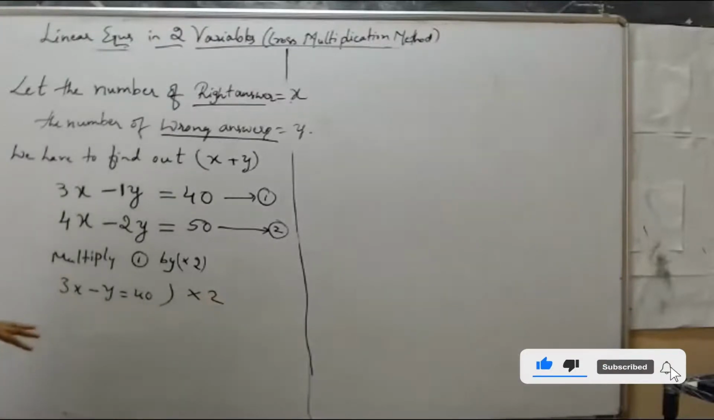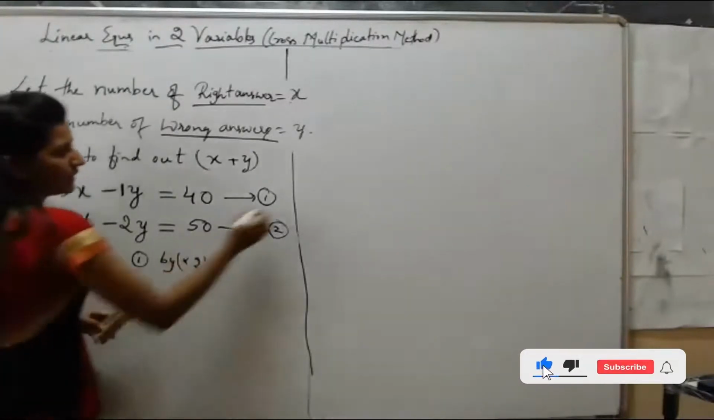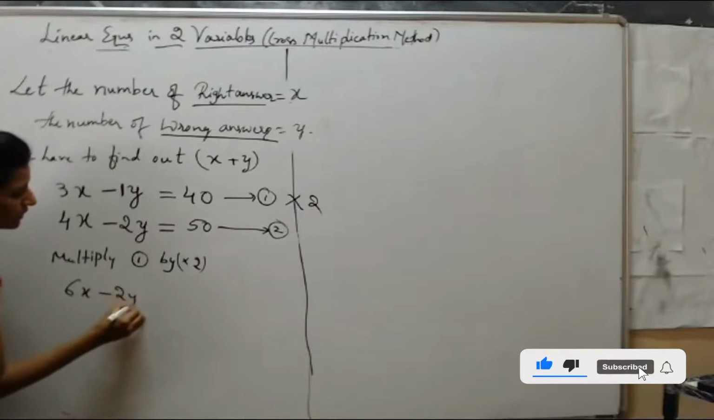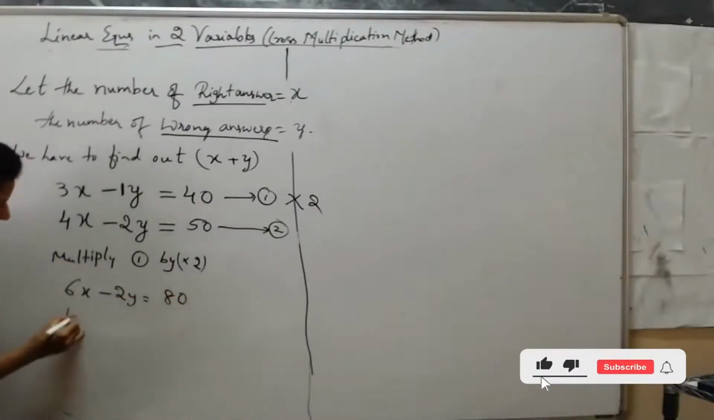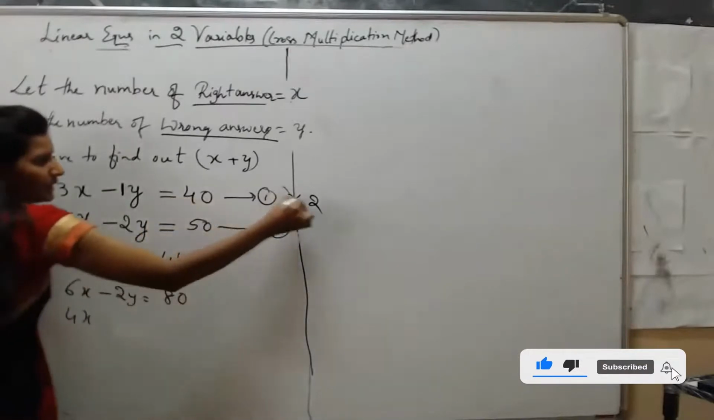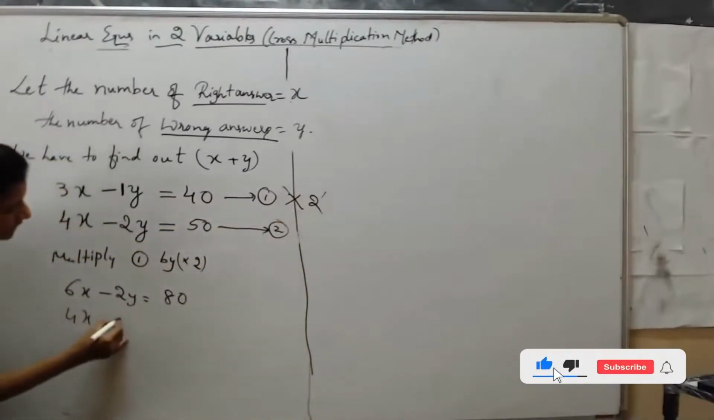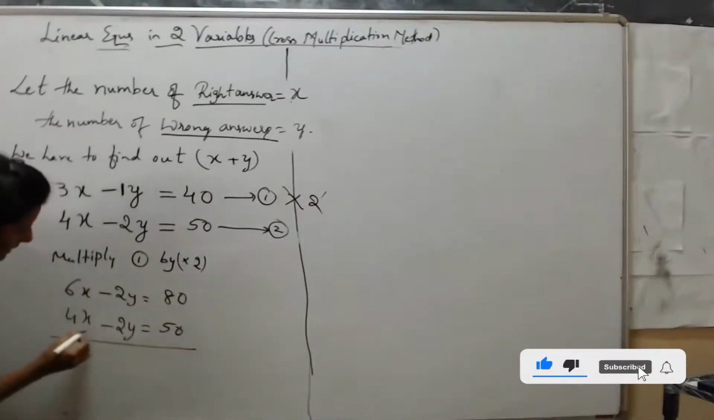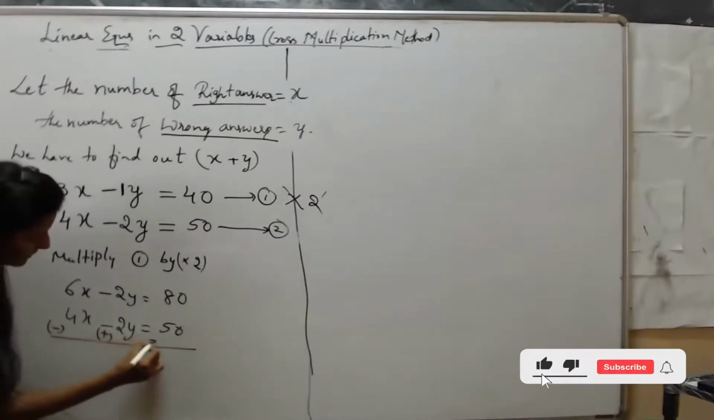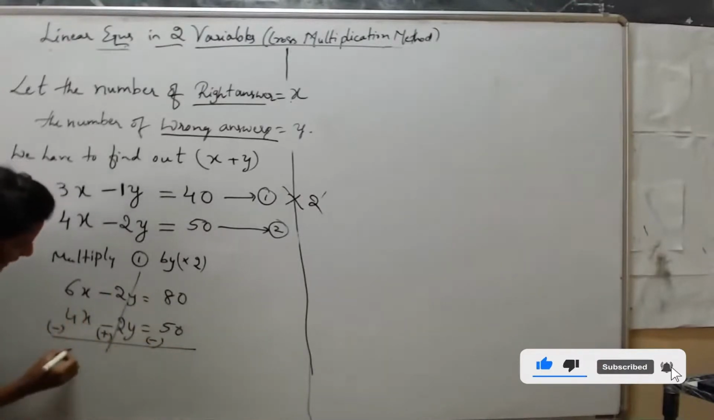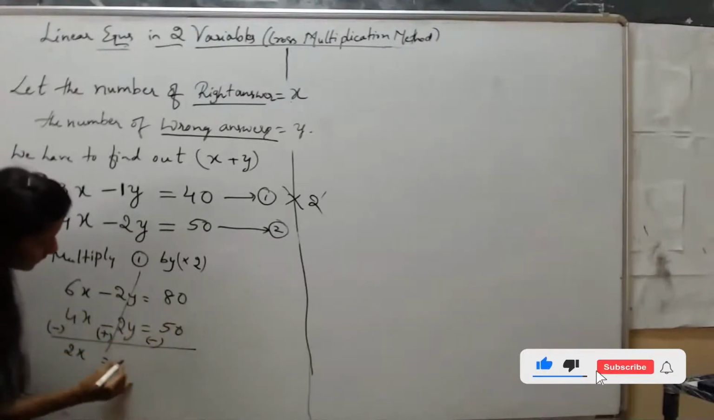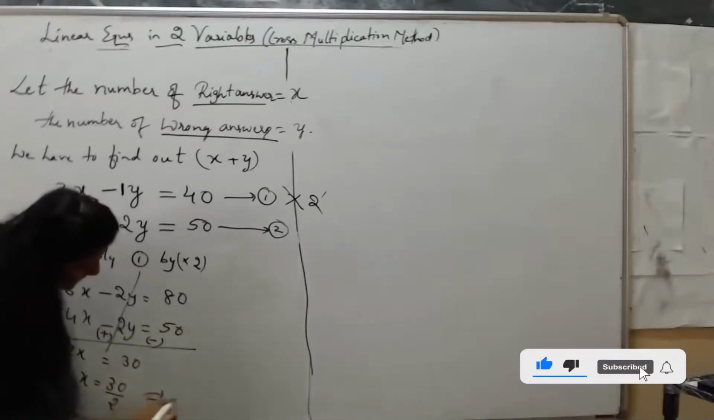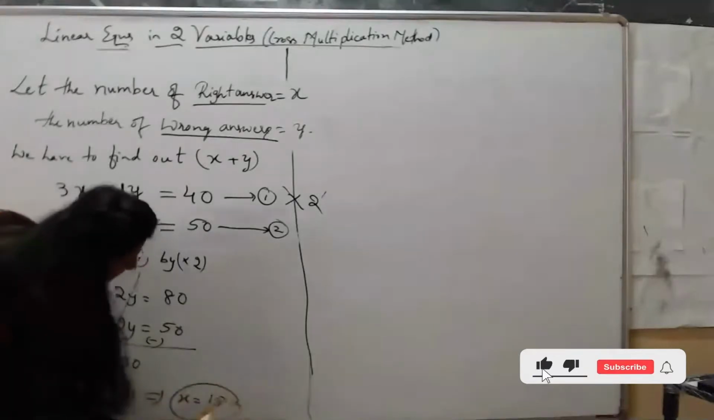Multiply equation 1 by 2. 3 twos are 6x minus 2y is equal to 4 twos are 80. Equation 2, 4x, remains the same. Only equation 1 changes. Subtract these two. Plus and minus get cancelled. 6 minus 4 is 2x. 80 minus 50 is 30. Therefore, x is equal to 30 by 2. This implies x is equal to 15.